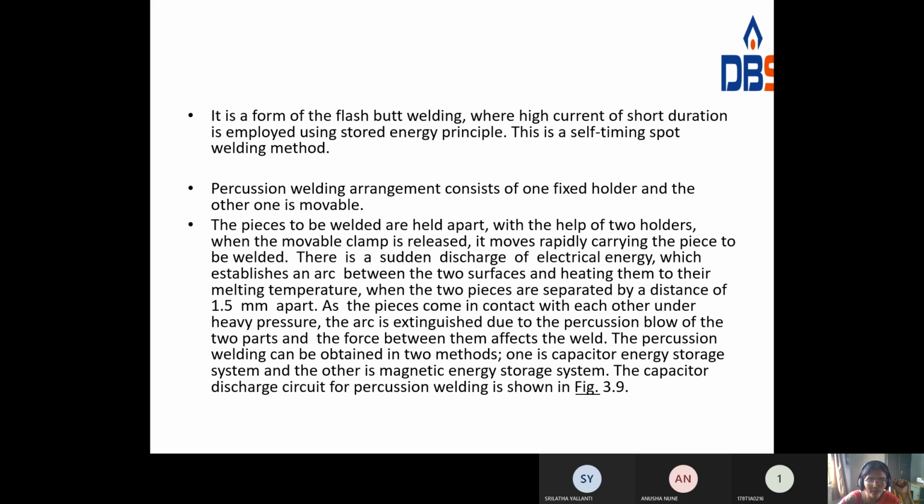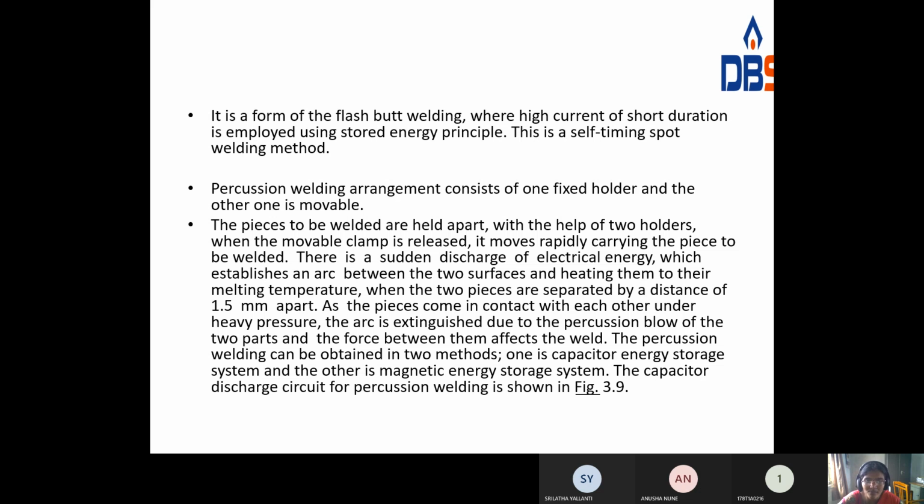The pieces to be welded are held apart with the help of the two holders. When the movable clamp is released, it moves rapidly carrying the piece to be welded. There is a sudden discharge of electrical energy. That means by the capacitors you store the electrical energy, and then you discharge that energy. Whenever the energy is discharged through the electrodes, at that time the arc will be struck between the two surfaces, heating them to their melting temperatures.